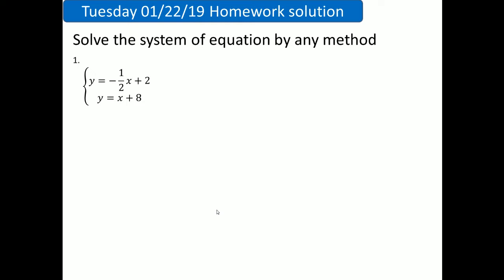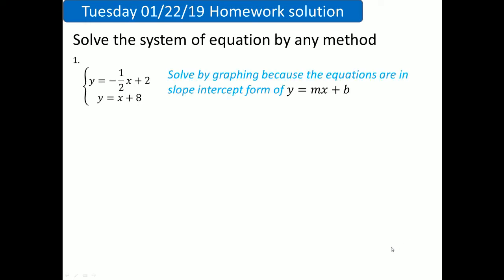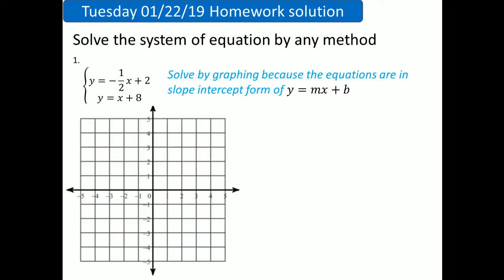Alright, so the method that I'm going to decide to do for this one is I'm going to solve by graphing because the equations are already in slope-intercept form, and that form is y equals mx plus b. Here's my graph. To graph, I have to first look at the first equation, and I need to grab two things, the slope and the y-intercept.